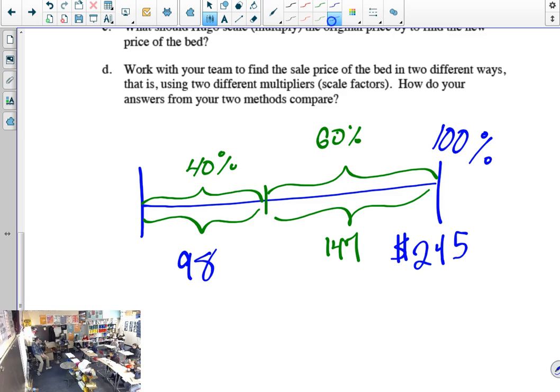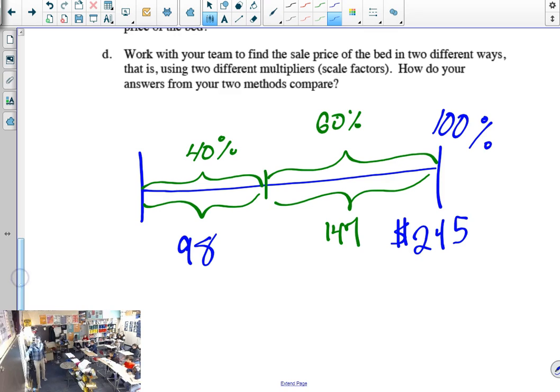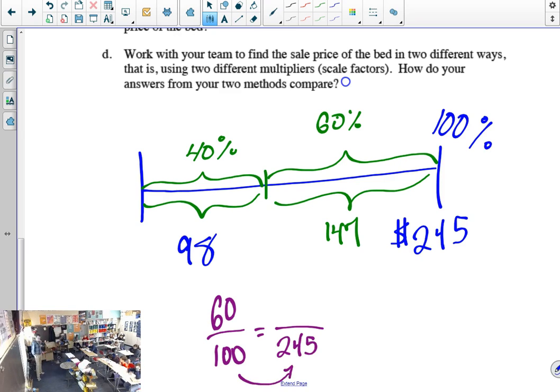Any questions? Now, there's other ways we can do this. If I go to set up a proportion, just real quick to show you another method. 60 over 100. Would my 245 go on top or on bottom over here? Bottom, right? Because it's the entire thing. If I don't know how to multiply, we divide, and we could get the 147 that way. So, multiple ways to solve. They asked us to draw a diagram, so our percent bar diagram would be perfect. All right, moving on.